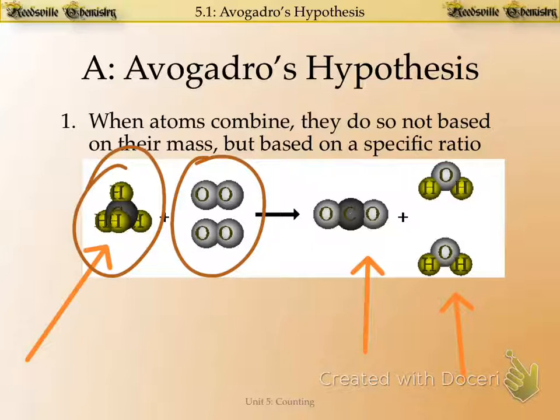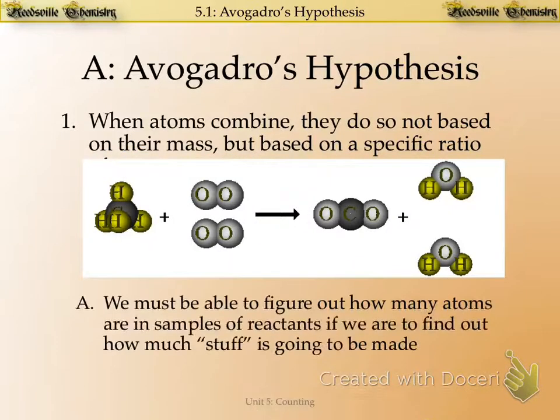Again, this brings an issue, though, and we talked about this in class today. We can't just pick out a single methane molecule and 2 oxygen molecules. So we need to find a different way to indirectly measure the amount of molecules that we have. So we must be able to figure out how many atoms are in samples of reactants if we're going to find out how much stuff we're going to be able to make. We obviously don't want to use too much reactant because reactant costs money, so if you use too much, the product that you produce is going to cost too much money, and that's going to make your customer not very happy.